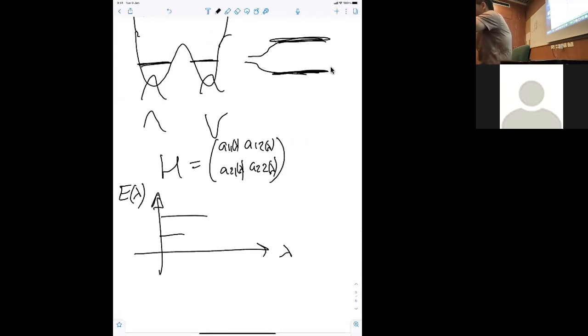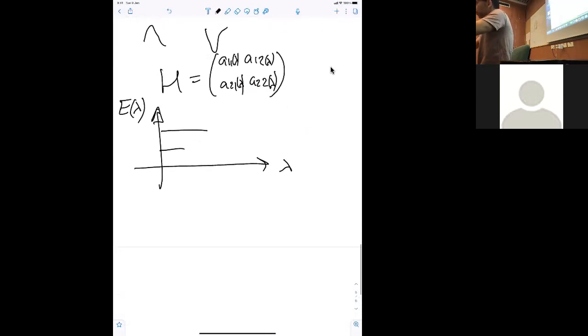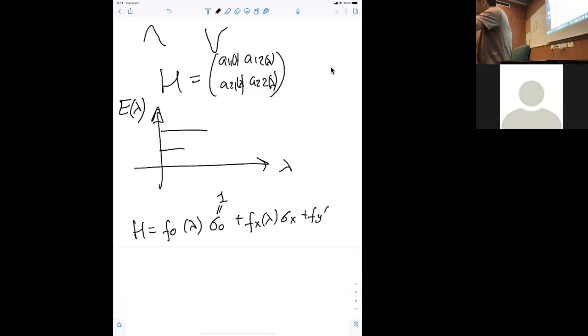It's a very simple model, so you can compute the spectrum of this matrix. So let's do it. It's a 2x2 matrix, so we can always write a 2x2 matrix as a superposition of Pauli matrices. Let's call this combination F0 of lambda times sigma 0, which is an identity matrix, plus Fx of lambda times sigma x, plus Fy of lambda times sigma y, plus Fz of lambda times sigma z.